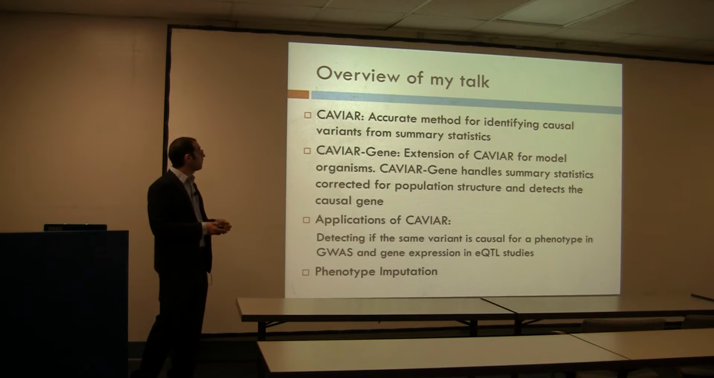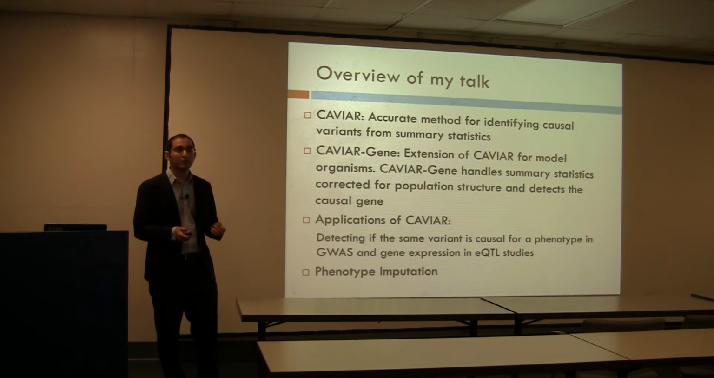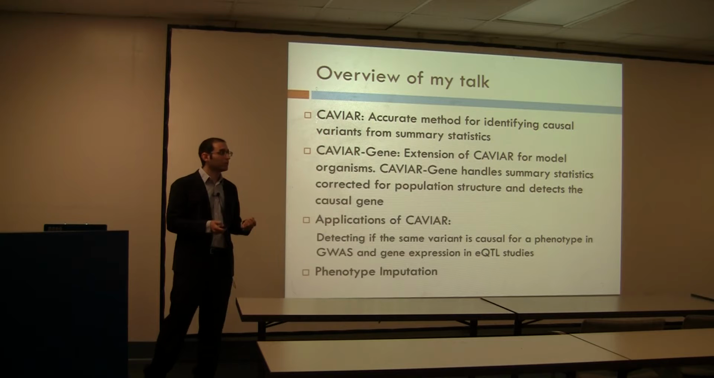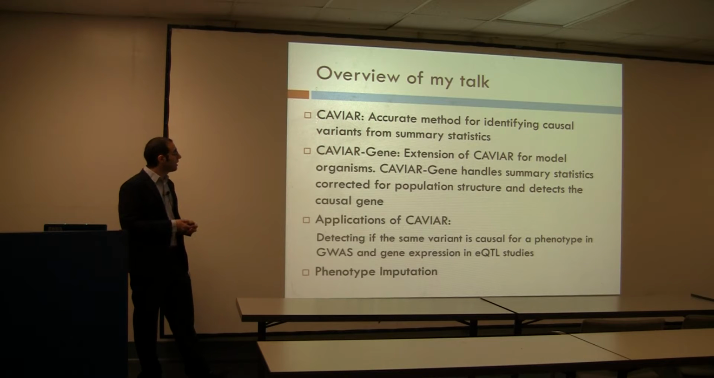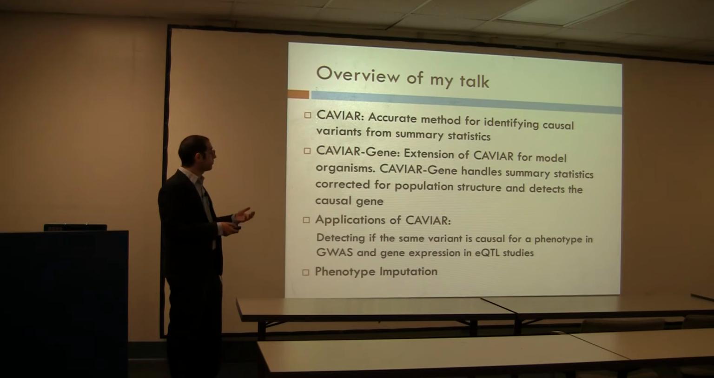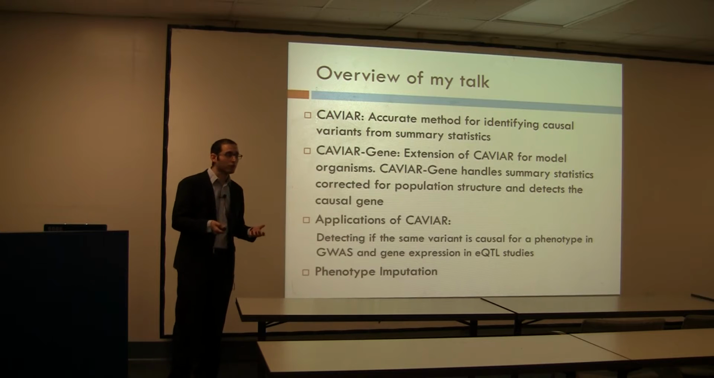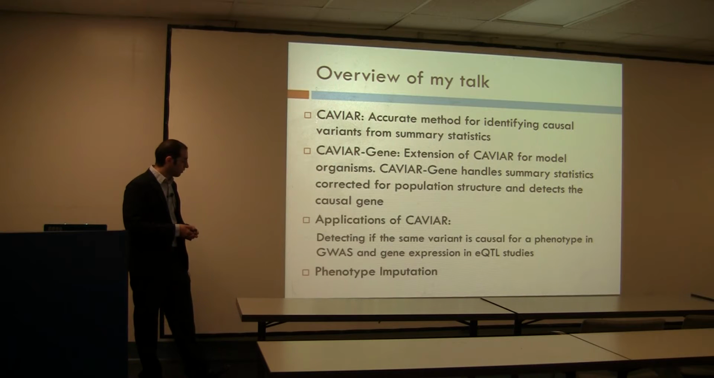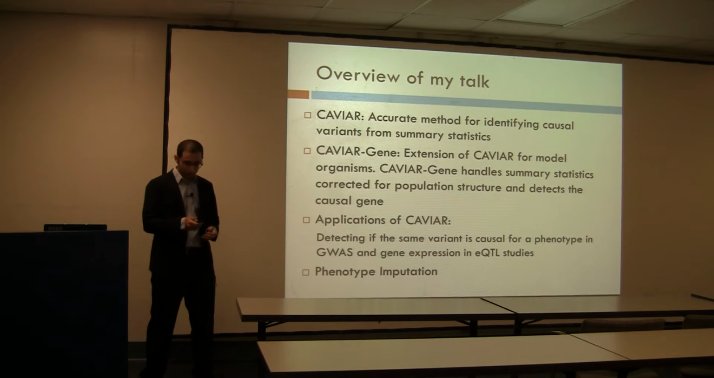So the overview of my talk is as follows. I will first explain one of the methods that we developed, called CAVIAR, which can perform fine mapping at the variant level. Then in the second part of my talk, I will extend this method and propose a new method called CAVIAR gene, which can perform fine mapping at the gene level. In the third part of the fine mapping, I will explain one of the applications of the CAVIAR model. And the last project I will talk about is phenotype imputation.